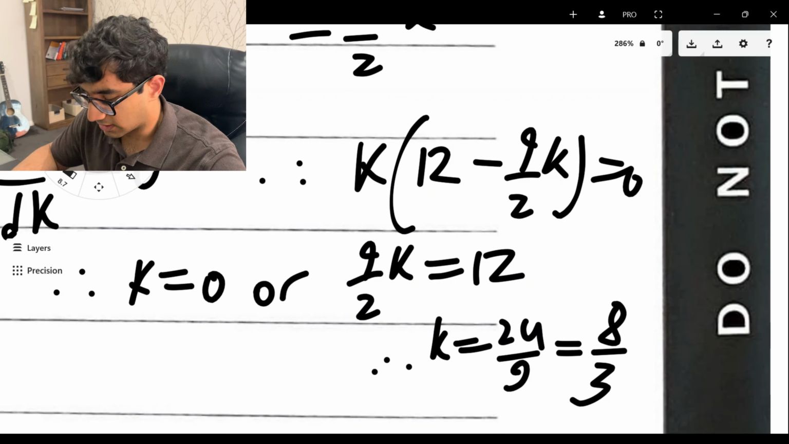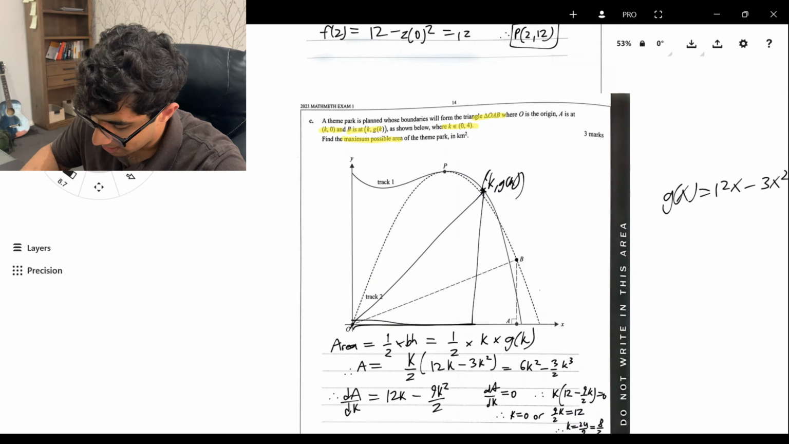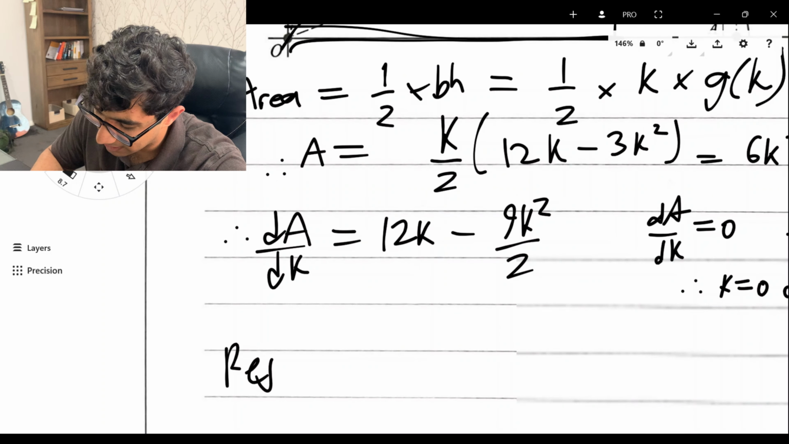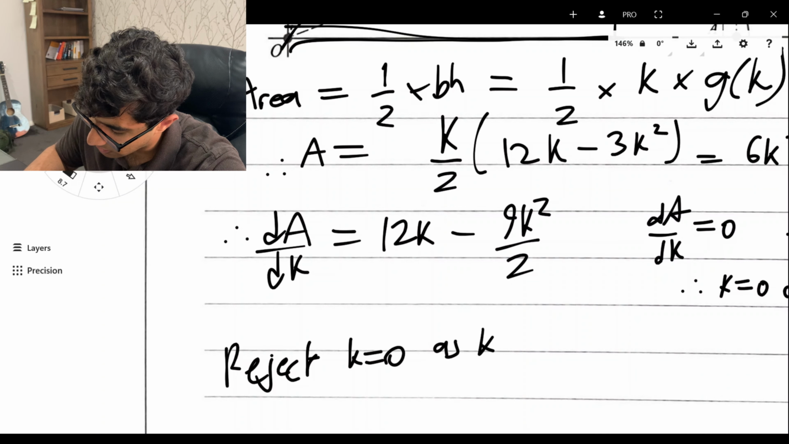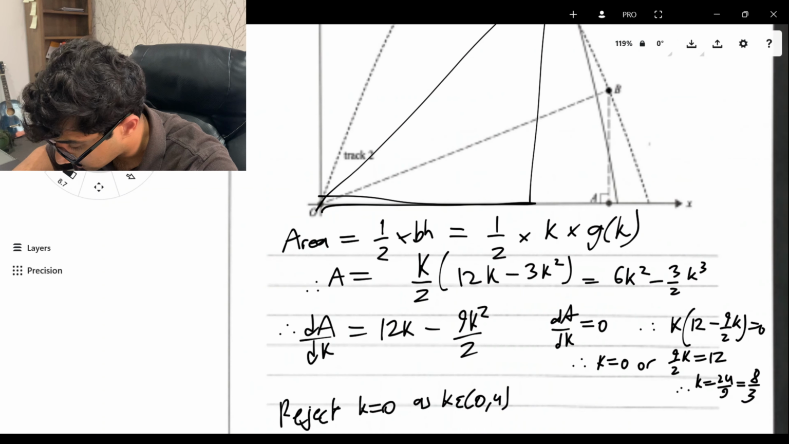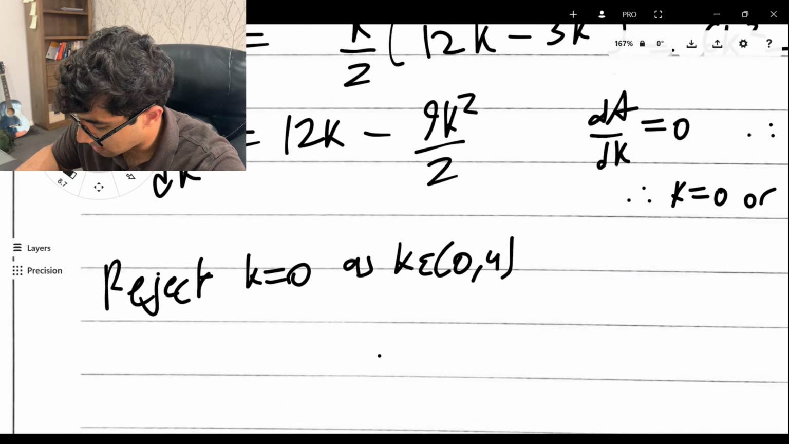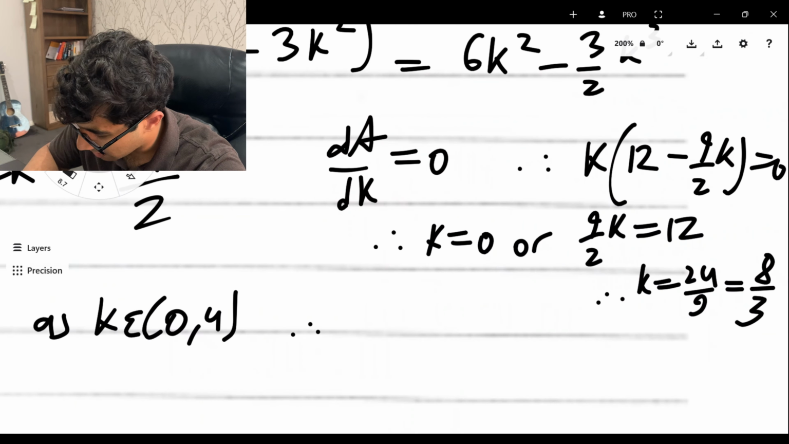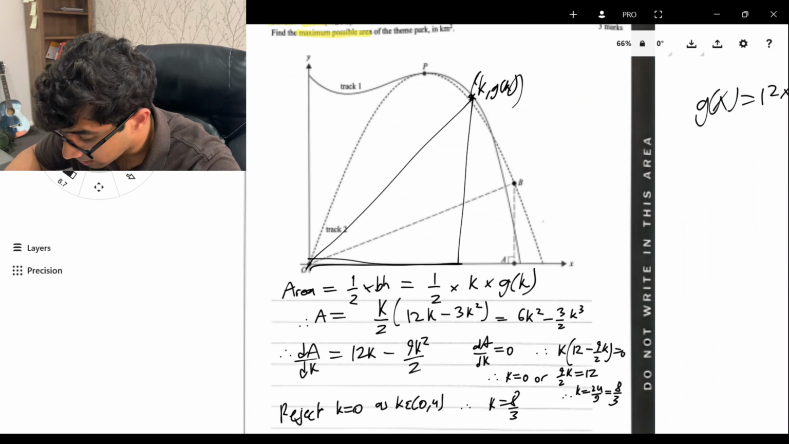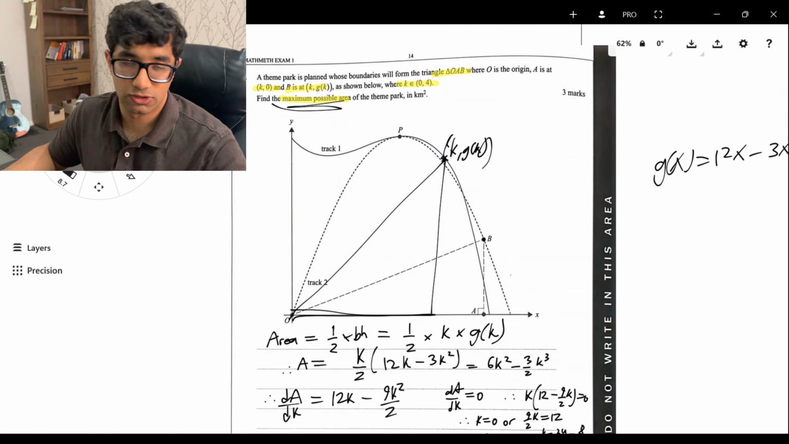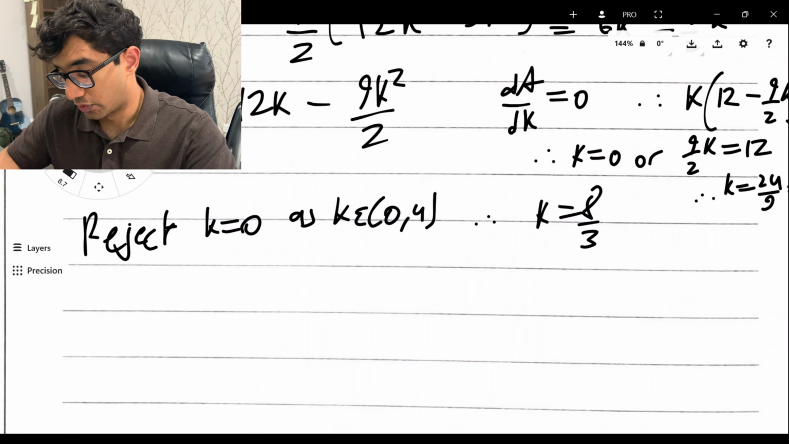Now we need to pick a solution. Obviously, you can reject k equals 0, because k has to be between 0 and 4, and I think it's exclusive on both sides. So therefore the value of k would be 8 over 3. Now, do they want the maximum possible area as well? Yes, they don't even care about k, they just want the maximum possible area. So we found k equals 8 over 3.